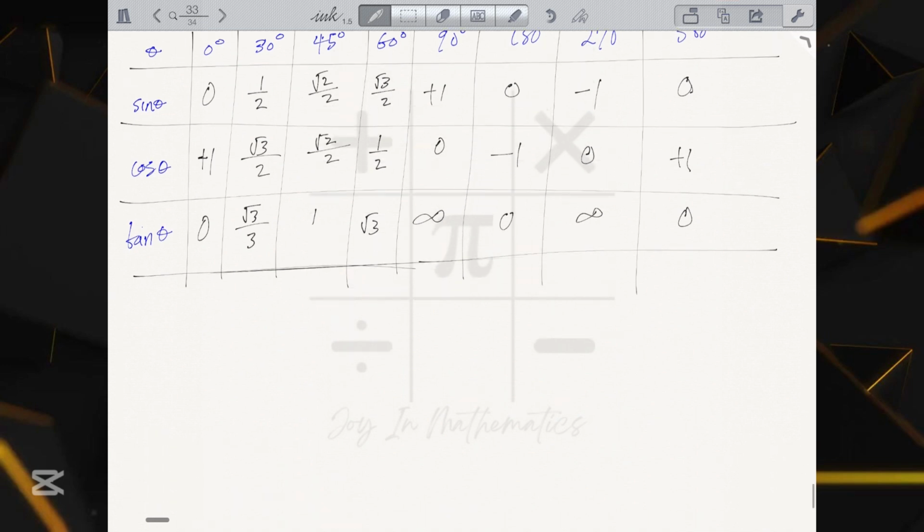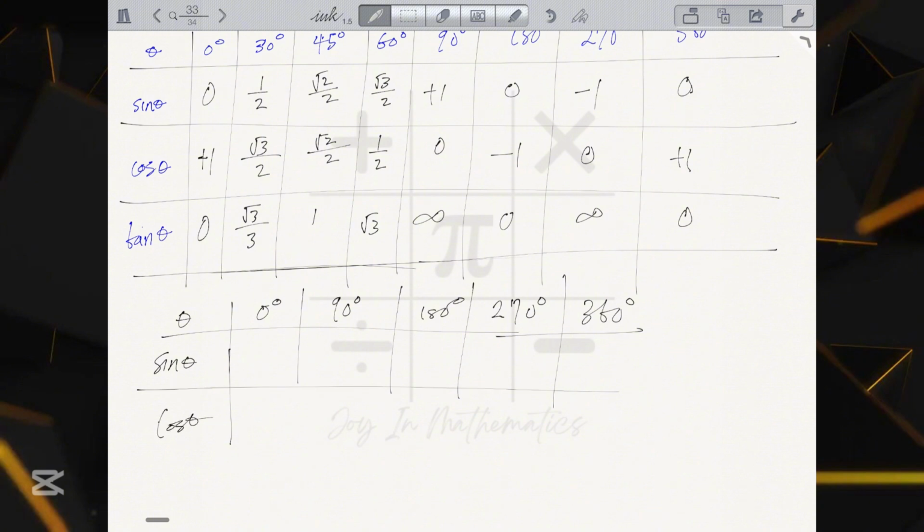To draw the graph, we'll say theta equals 0 degrees. Have a table, theta and sine theta: 0 degrees, 90 degrees, 180 degrees, 270 degrees, and 360 degrees. For sine theta and cos theta, let's begin with those two, just to show the basic graphs of trig elements.